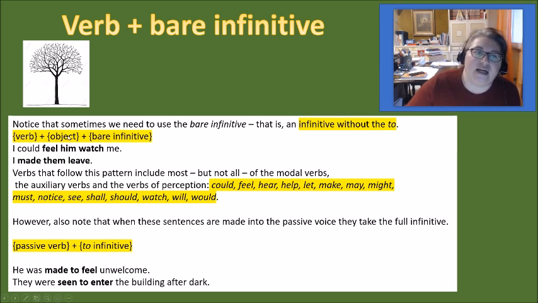Okay, we have the object plus the bare infinitive. I could feel him watch me. I had this idea that he was looking at me. Or I made them leave. I forced them to leave. So some verbs do not have anything between the first verb, them, and the verb that comes after.